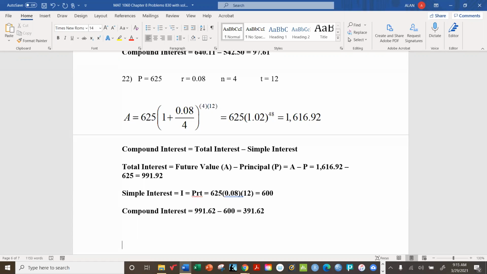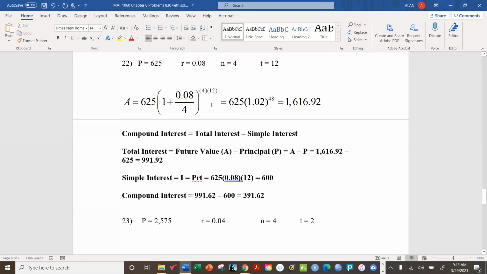All right. So let's try 23. Now 23, the principal is 25.75. R is 0.04. Quarterly compounding. And T is 2. All right, so I'll borrow this formula again.